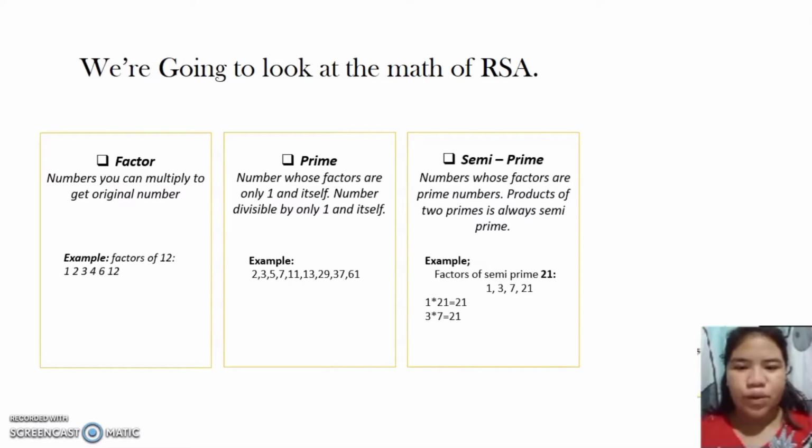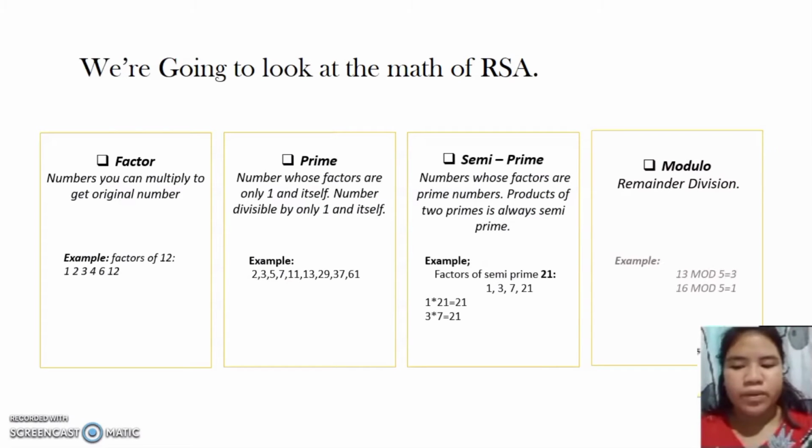The last is modulo, which is the remainder of division. For example, 13 mod 5 is equal to 3, and 16 mod 5 is equal to 1.